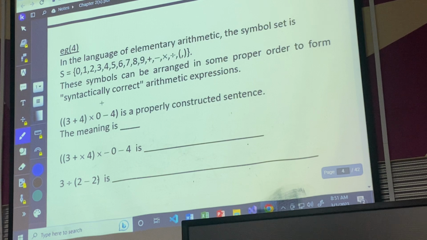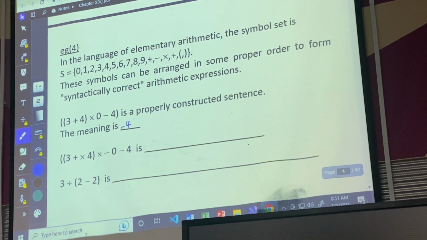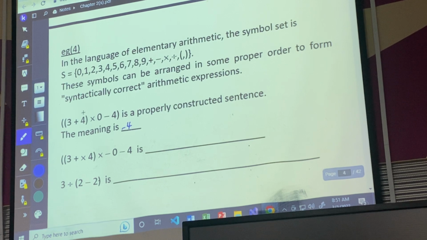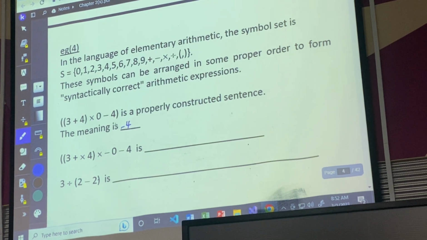What is the answer if you need to find this? Negative 4. So this bracket here will tell you which part you can do first, and whether the syntax is correct or not refers to your brackets and also the operators given. Okay. Then how about the second one?